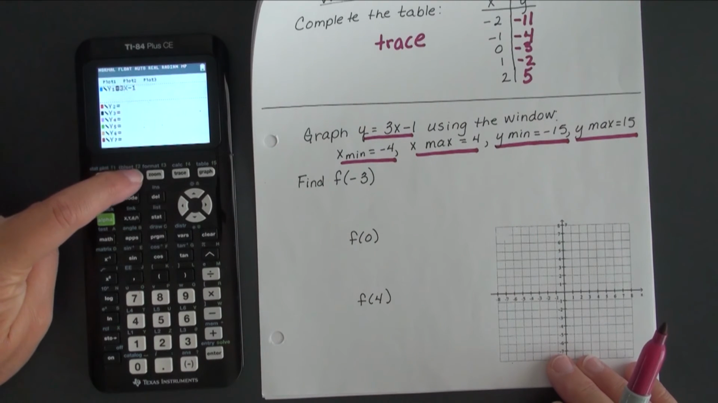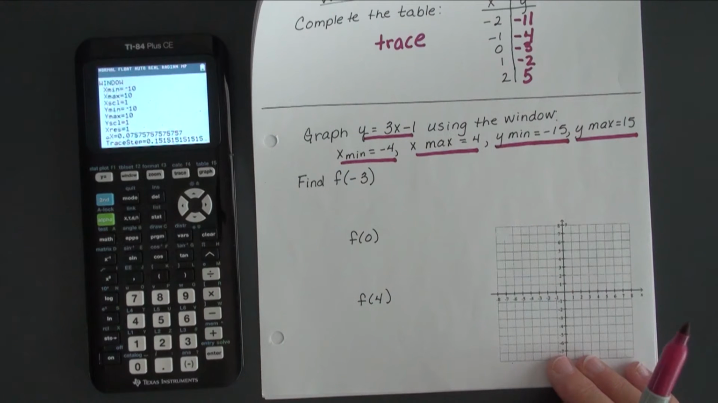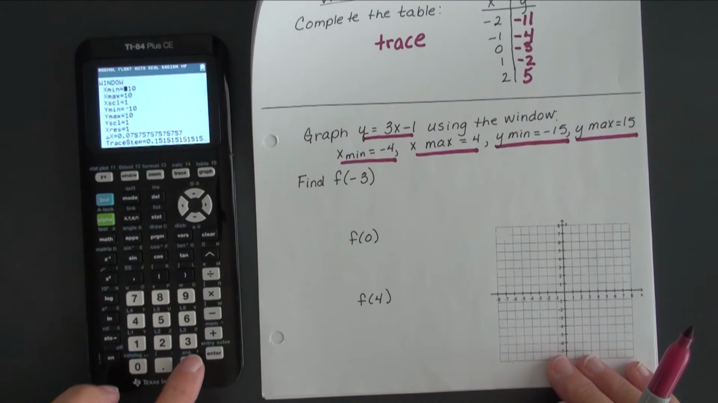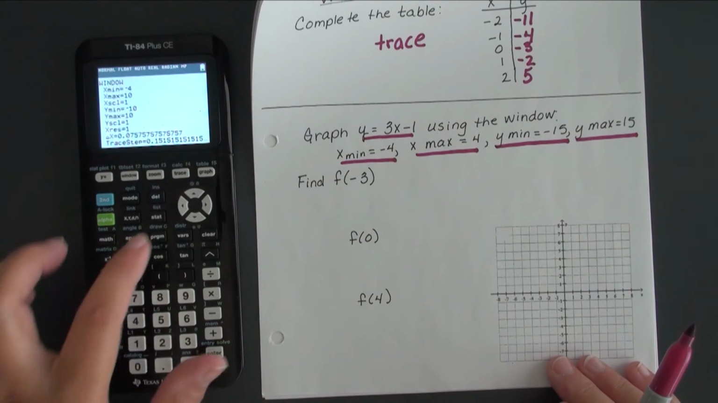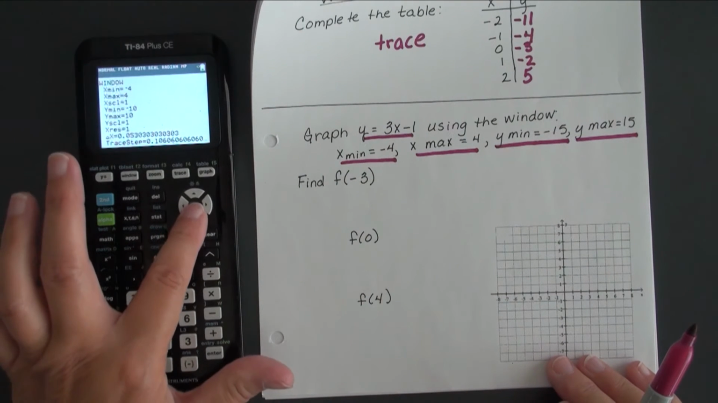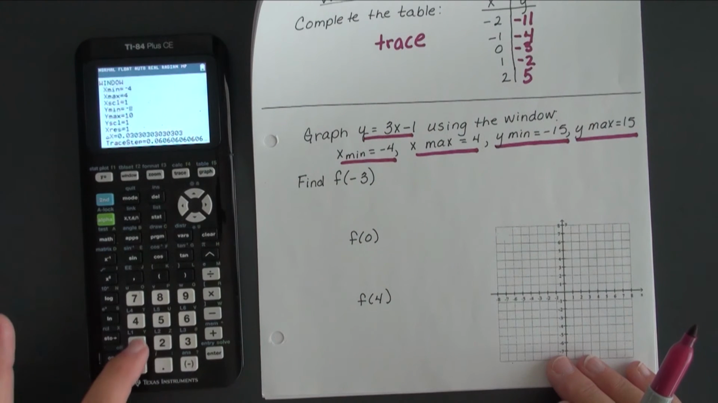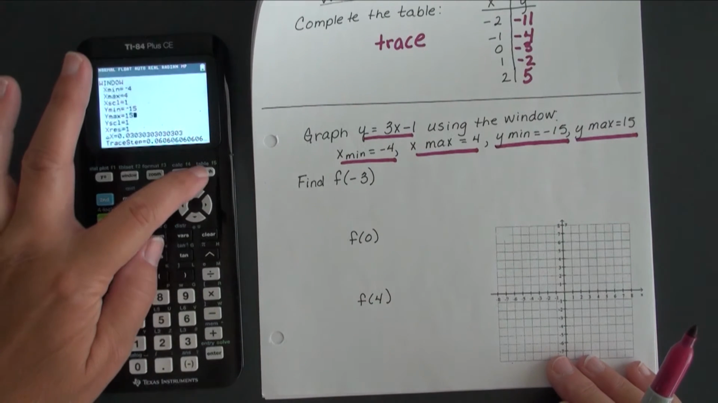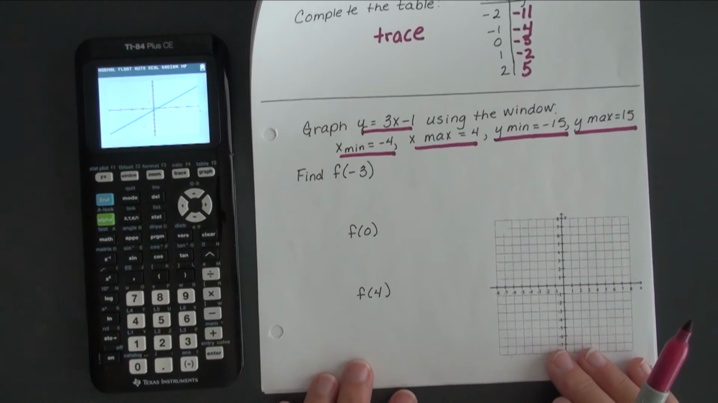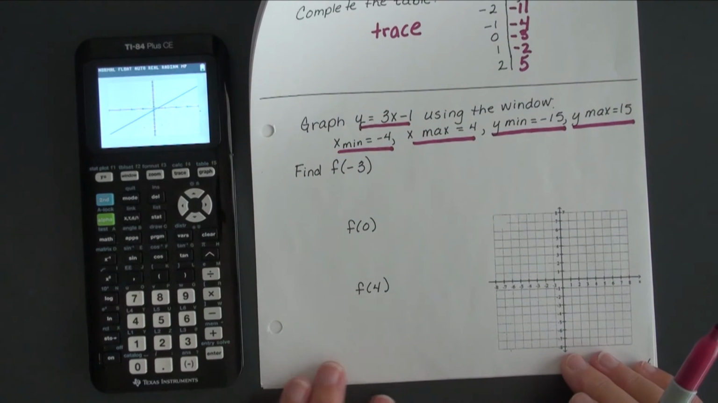Go to your window button, and you can just type over the number that is there. So x min is -4. Make sure you use the little negative sign, not the subtraction sign. And then you can use your down arrow to go to the next one. X max equals 4. Y minimum equals -15. And Y maximum equals 15. Now once you have typed in your minimums and maximums, you can just punch graph. And it's important that you know how to do this, so do this with your calculator with me.